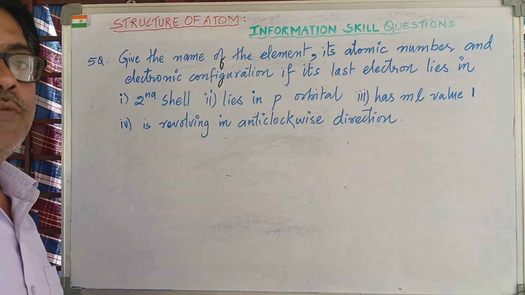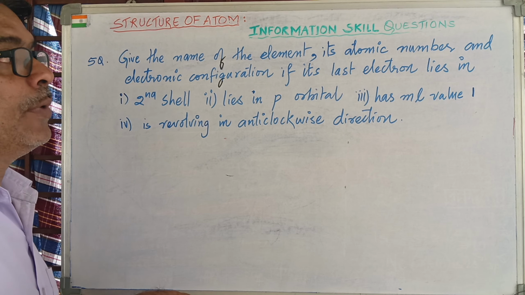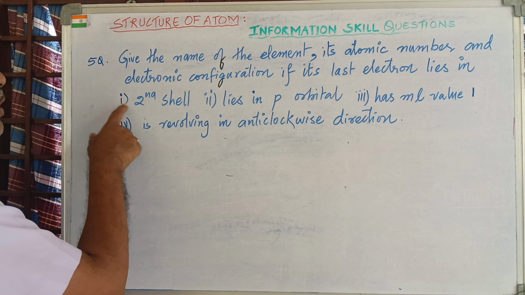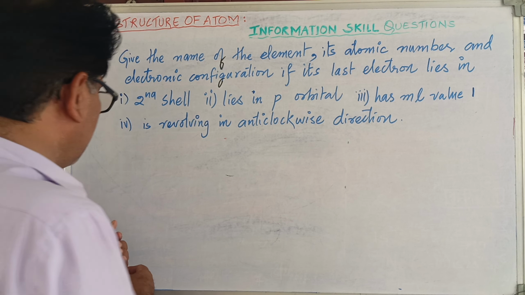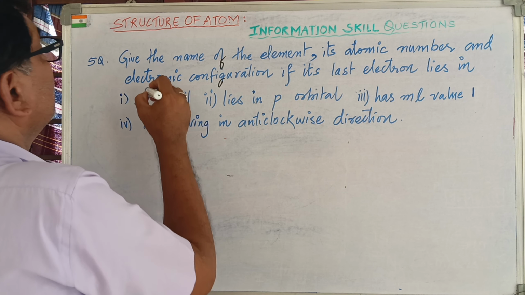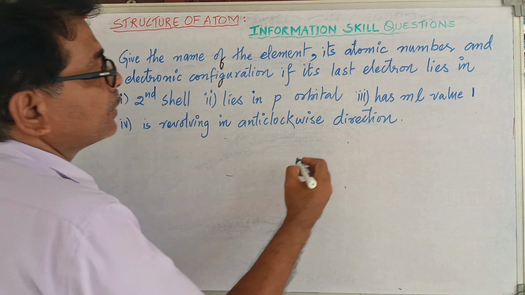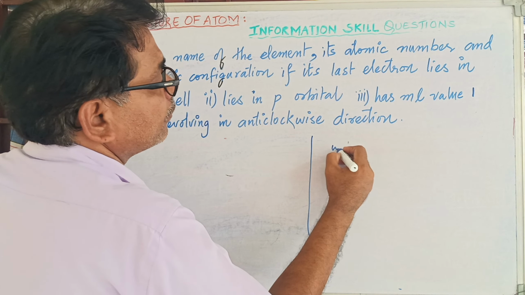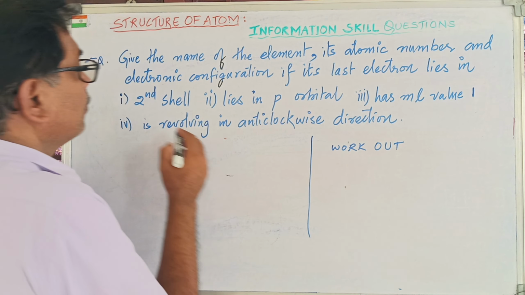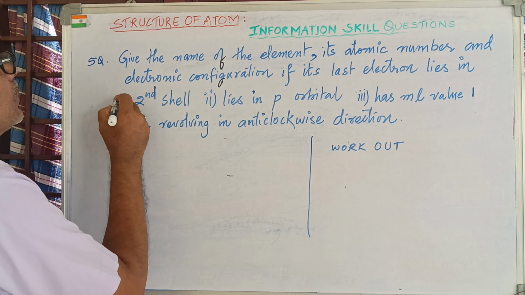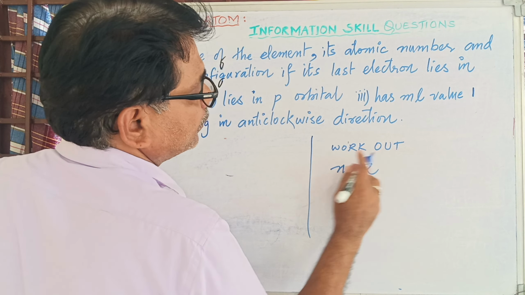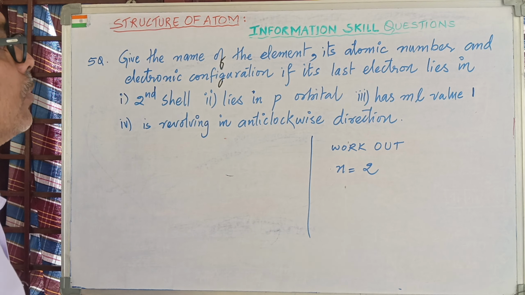How can you say the name of the element, electronic configuration and atomic number without any clue? Therefore he has given the clues. These are the 4 clues. The first one is that the last electron will be in the second shell. So a bit of workout should be done. The first clue says it is in the second shell, so it's clearly understood that n is equal to 2.